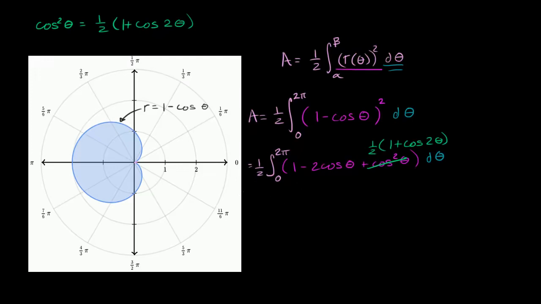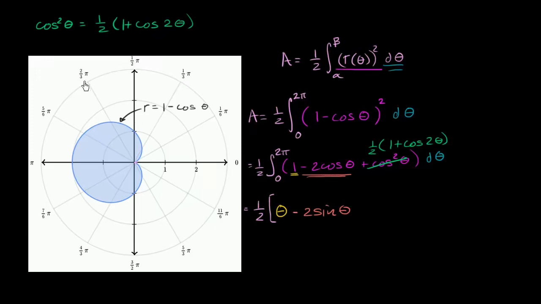So this is going to be equal to 1/2, and then we are going to take antiderivatives. Now the antiderivative of 1 with respect to theta is just going to be theta. The antiderivative of negative 2 cosine of theta, well, that's just going to be negative 2 sine of theta. You could take the derivative. The derivative of sine is cosine, and the negative 2 will just multiply it. So it's negative 2 cosine of theta.